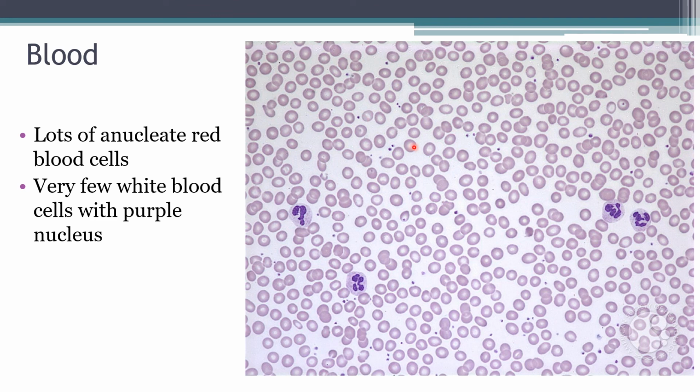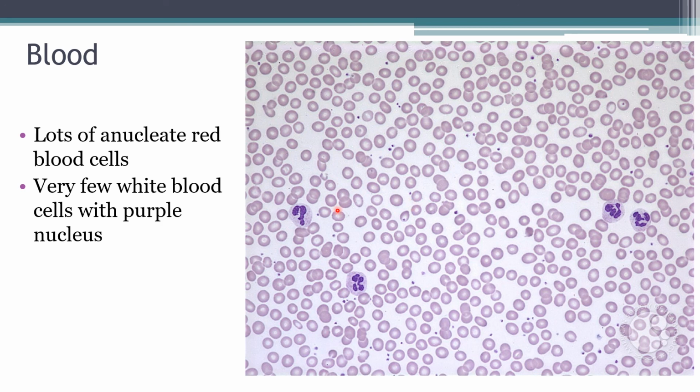So inside this blood slide, what you're going to see are tons of these little pink donut-looking cells. These are your red blood cells or your erythrocytes. And one of the things you should notice about them is that when you see all these pink cells, notice that none of them have a nucleus. They're all anucleate, meaning they do not have a nucleus. And that's really unique. You're not going to see that in very many places.